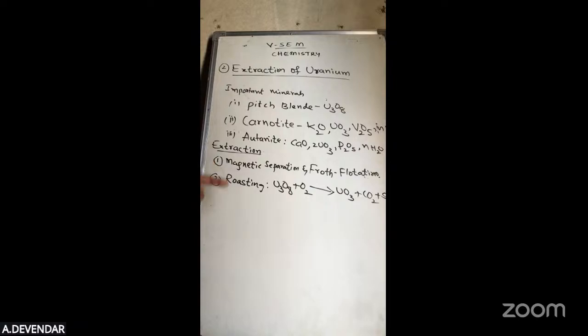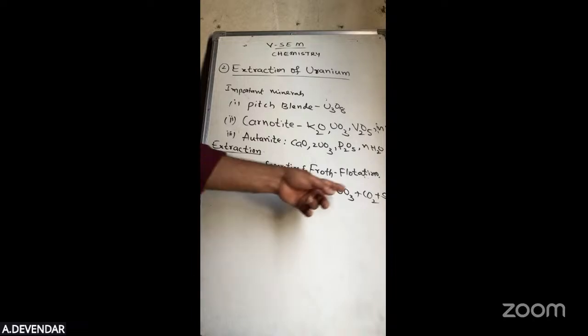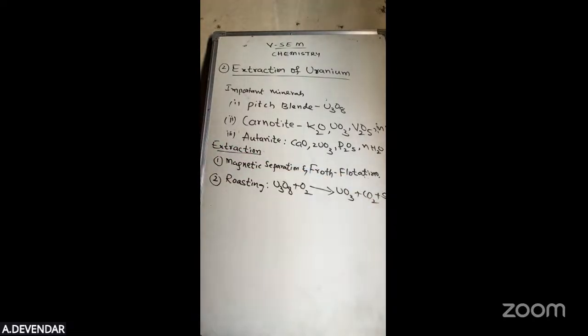Next is the roasting method. Roasting here is done in the presence of oxygen. Carbon dioxide and sulfur dioxide are formed and removed, and arsenic and antimony are also removed. These are the volatile impurities present in the pitchblende, and they are removed.